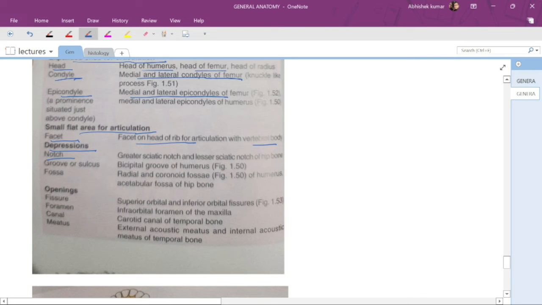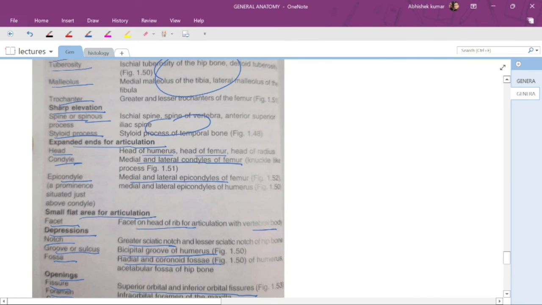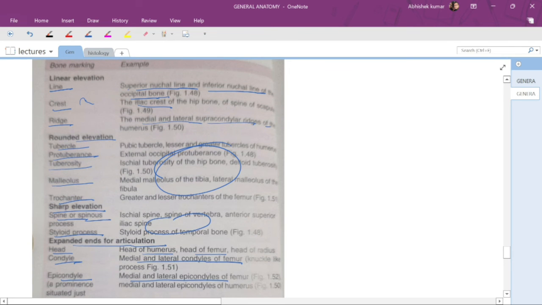Depression is like notch, greater sciatic notch, grooves, bicipital groove of humerus, fossa like radial and coronoid fossa, openings like fissures, superior orbital and inferior orbital fissures, foramen, infraorbital foramen, canal like carotid canal of temporal bone, and meatus like external acoustic meatus and internal acoustic meatus. So if you are not able to understand these things for now, let's just hold it, because part-wise you are going to understand everything in the osteology part in the respective books.